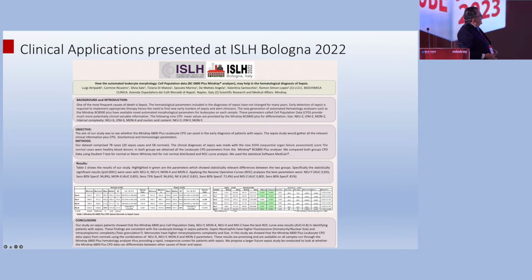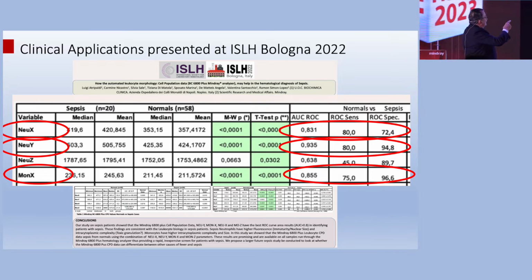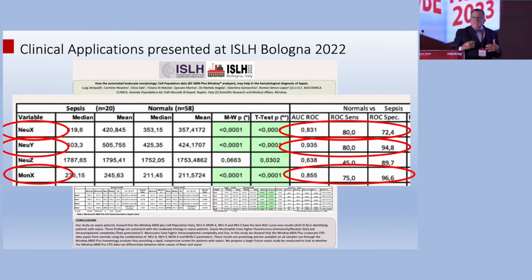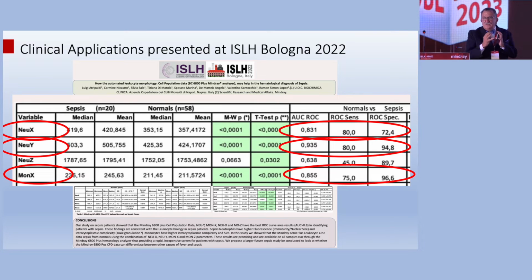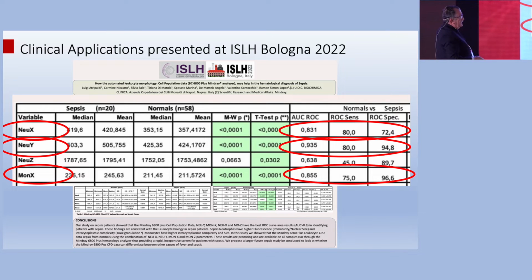Another poster, from Italy, was presented about how to automate the detection of sepsis. In that, they were using the neutrophil X, the neutrophil scatter, that shows the hypergranularity and the neutrophil complexity, and the neutrophil fluorescence, that is correlated with the size of the nucleus. Metamyelocytes have a higher nucleus than segmented cells, myelocytes even higher, and promyelocytes even higher, with an area under the curve of 0.935.